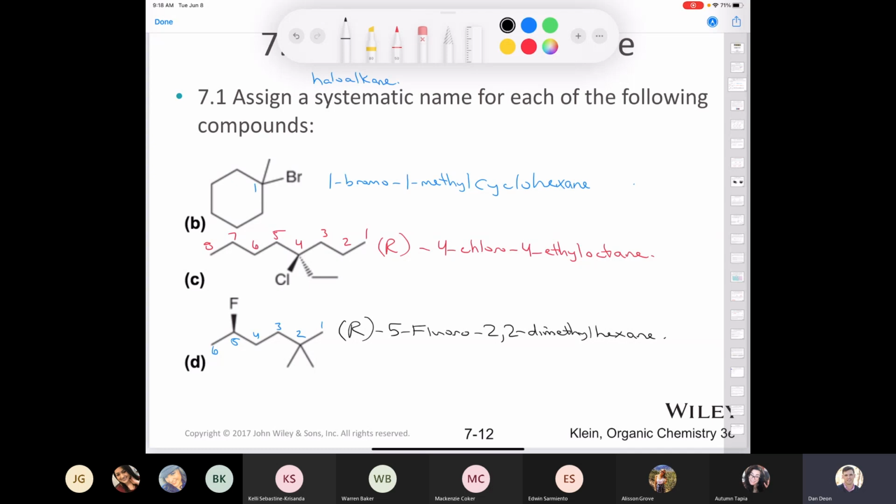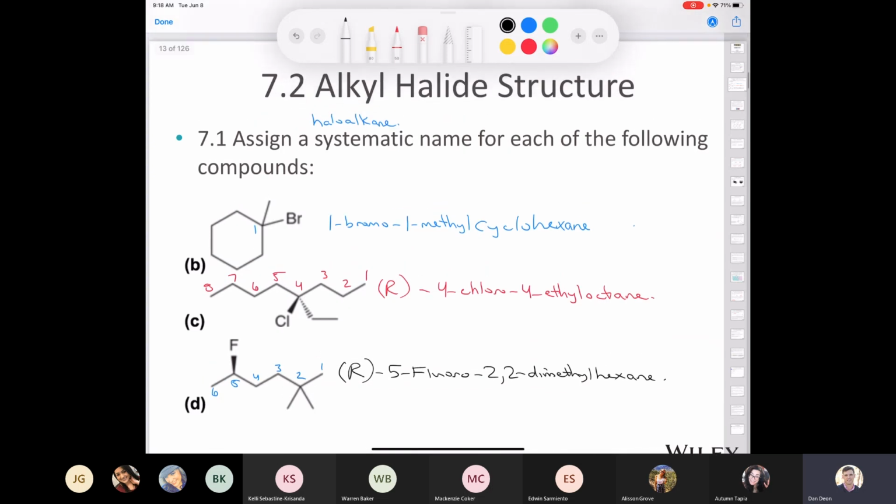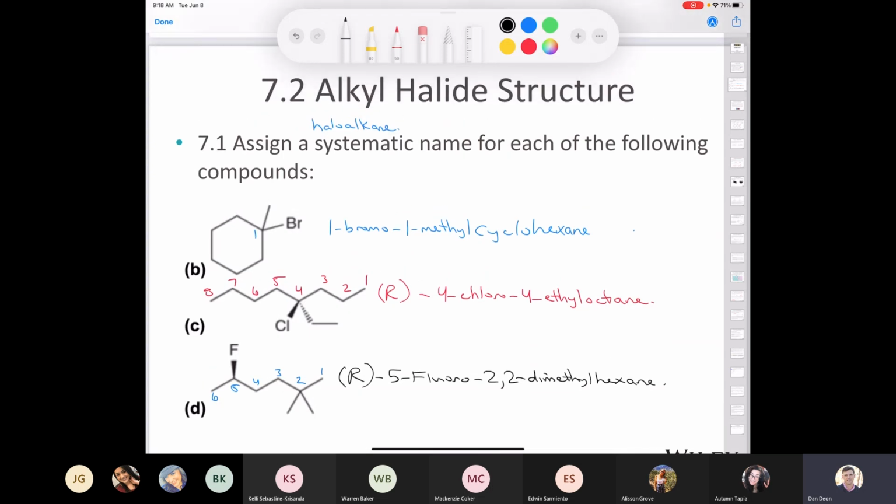And you can imagine that, of course, I'm going to ask you to assign a systematic name to a compound on quiz 7 for sure. I mean, it's a big chunk of this section, so you need to know how to do that. Give me a thumbs up if you're feeling good about alkyl halide nomenclature. You're like, yeah, I just need to practice it a little bit.